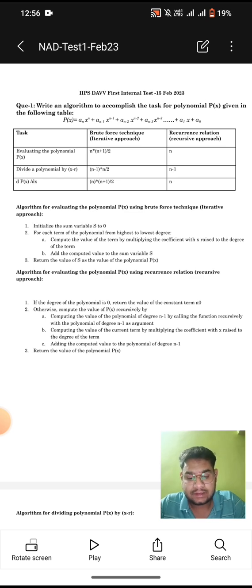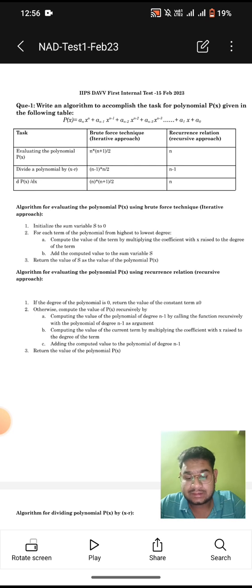Algorithm for evaluating the polynomial p of x using recurrence relation, recursive approach. Step 1. If the degree of the polynomial is 0, return the value of the constant term.